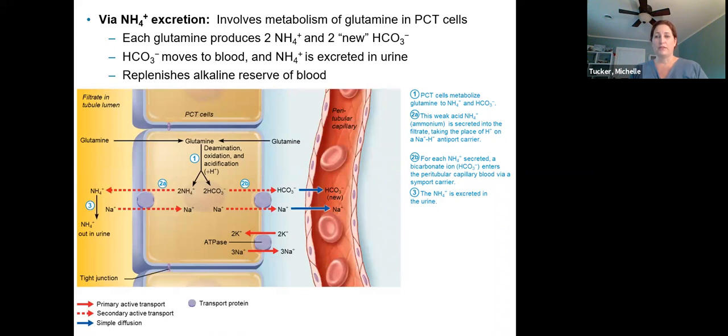You hopefully will study these 3 graphics because you will have questions on them, such as, are they reclaiming bicarbonate? Are they generating new bicarbonate? Is secretion of hydrogen taking place? So there will be a question for each of these graphics.